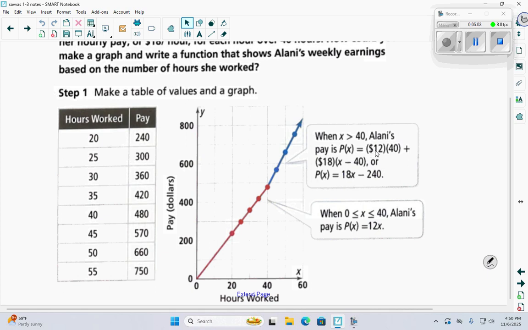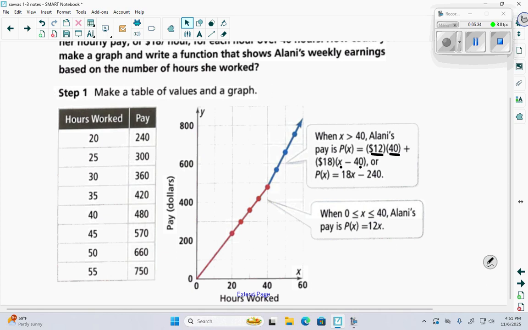You don't need to write this right here because they simplified this down. I'm just explaining how they got that. So you're going to write when X is greater than 40, Alana's pay is P of X, and write this one right here. The one up above, they're explaining that for 40 hours, she's going to get $12 an hour. And then after that, whatever your hours are, you subtract the 40 hours that you already got paid for.